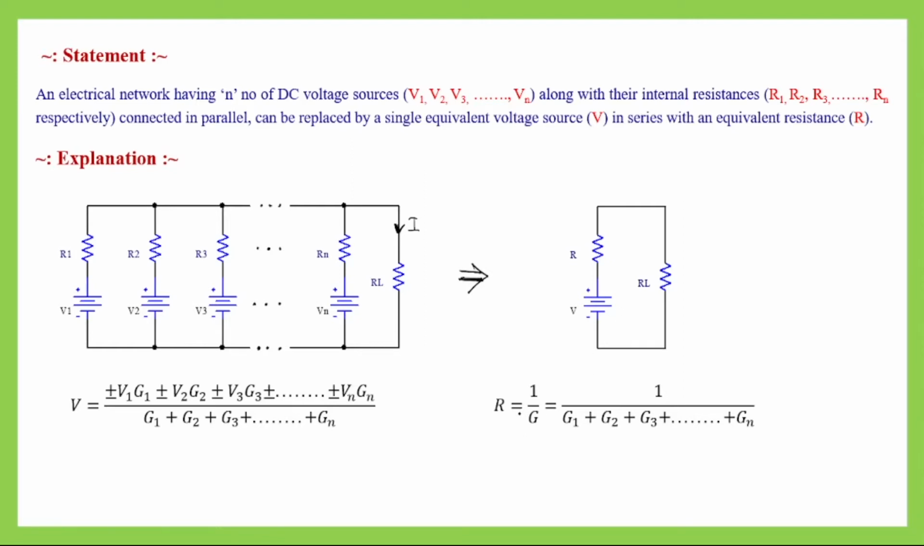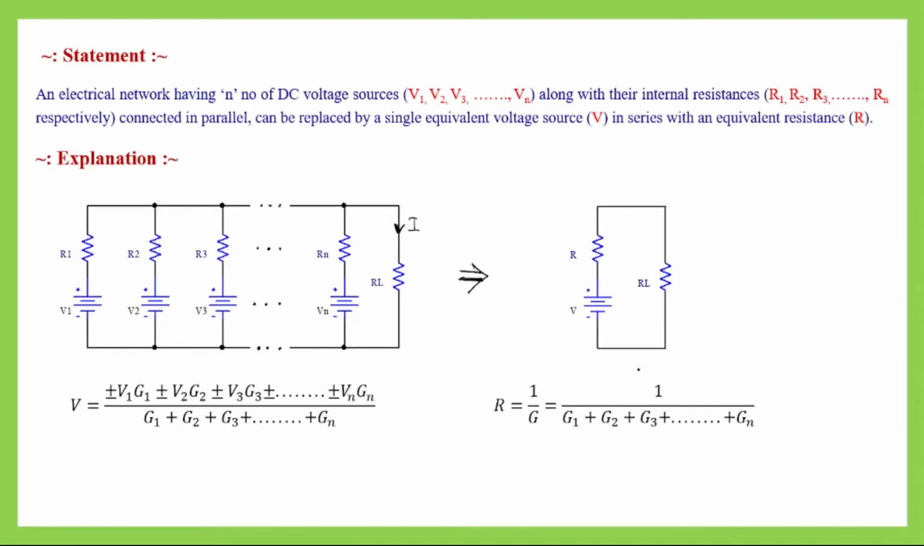That value can be obtained by 1 by summation of conductances of all the branches. That means the reciprocal of the summation of all the conductances of all the branches. Now let's see how we can obtain these values of equivalent voltage source and equivalent resistance in the equivalent circuit.